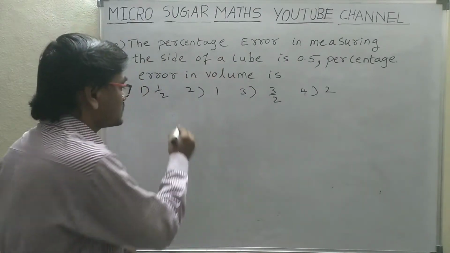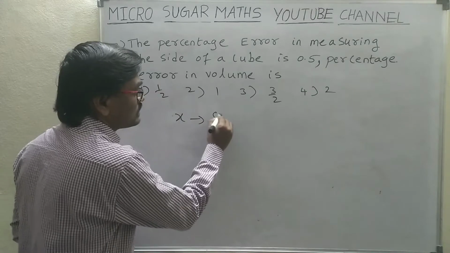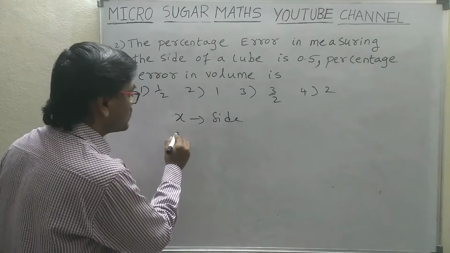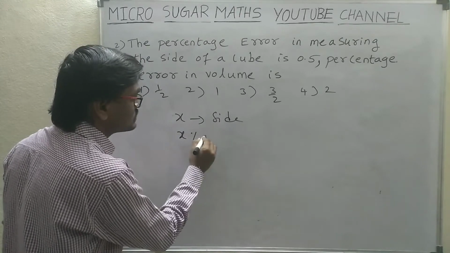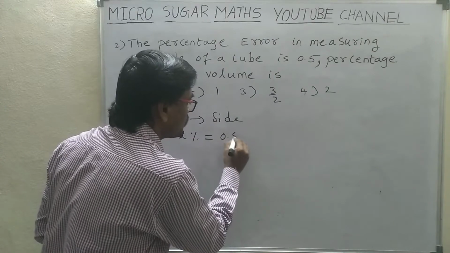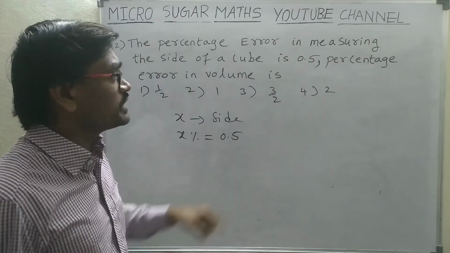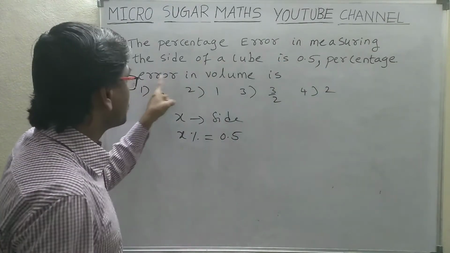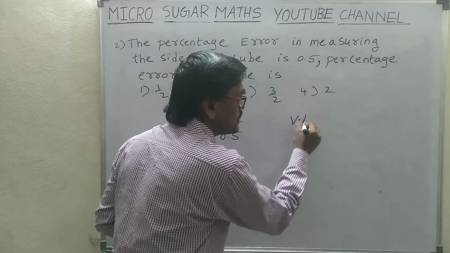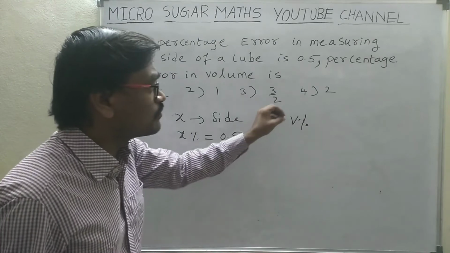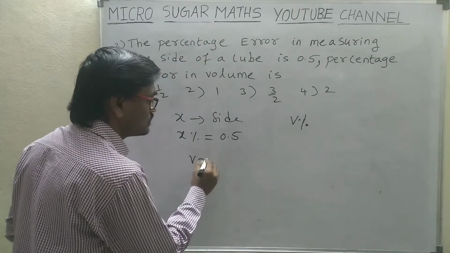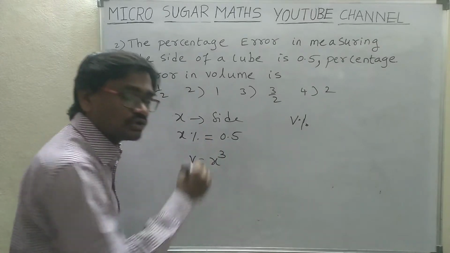Students, our next problem: the percentage error in measuring the side of a cube. First, let x be the length of the side of the cube. Then it is given that x percentage is 0.5. Now we require the percentage error in volume, meaning V percentage. Now what is the volume of the cube? The volume of the cube is V equal to x cube.